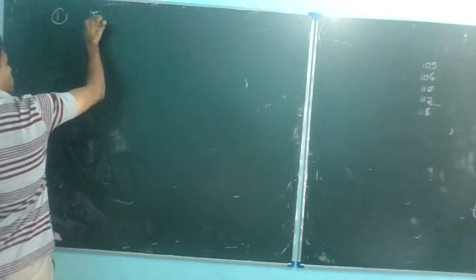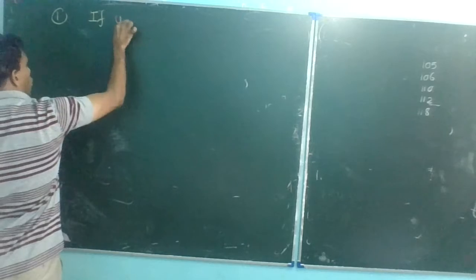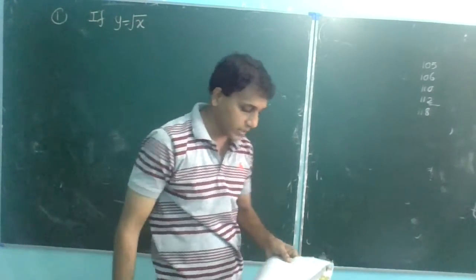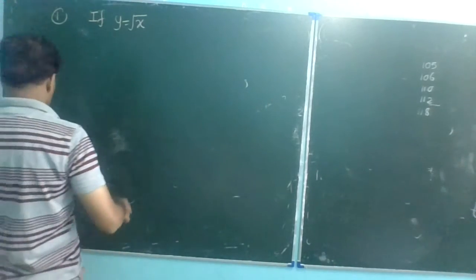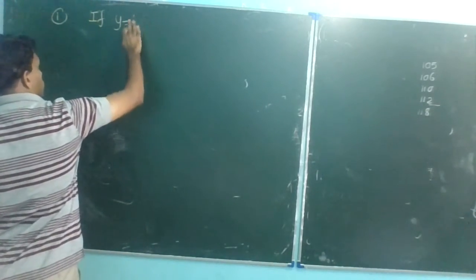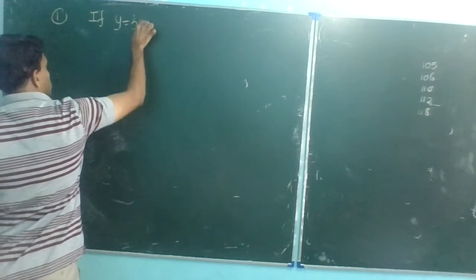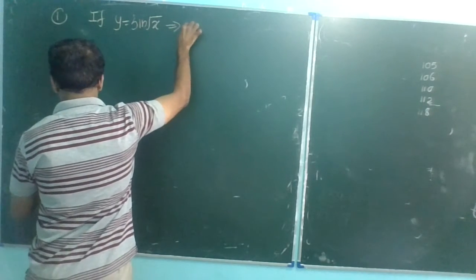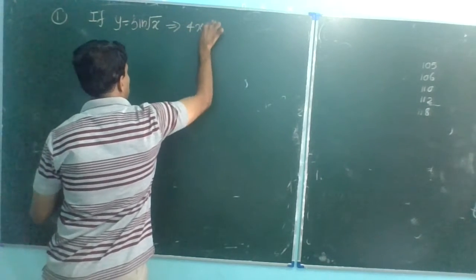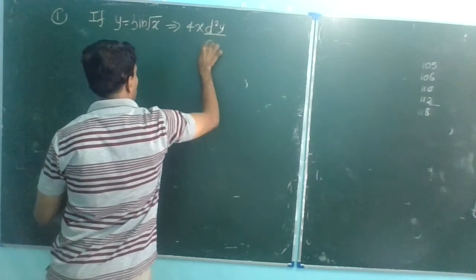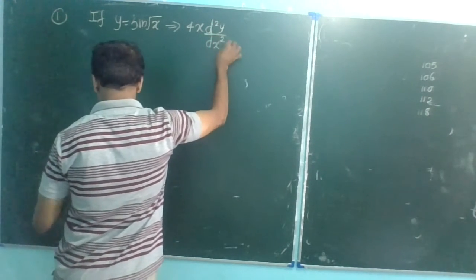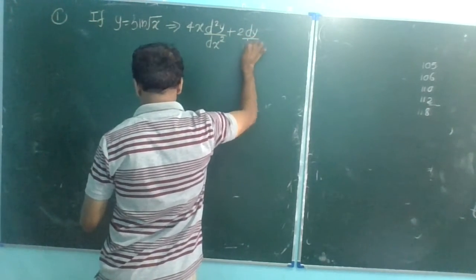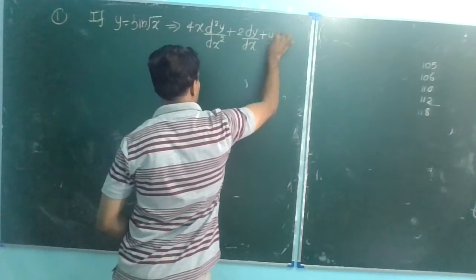If y equals square root x, sine square root x, y equal sine square root x, show the answer: 4x d square y over dx square plus 2 dy over dx plus y equal to 0.